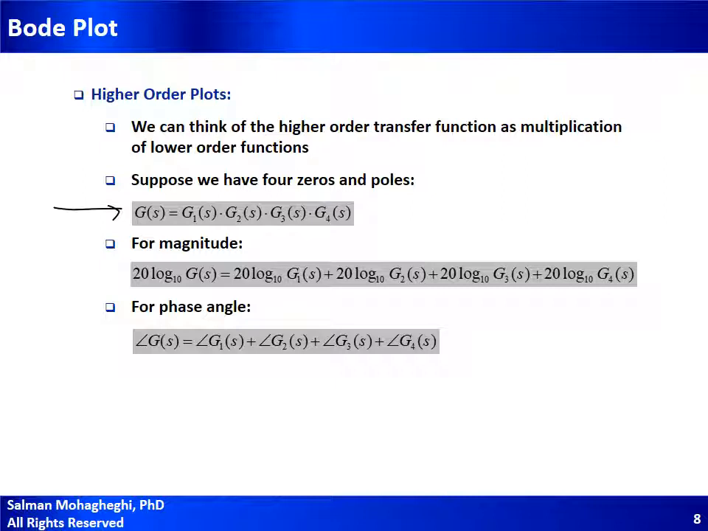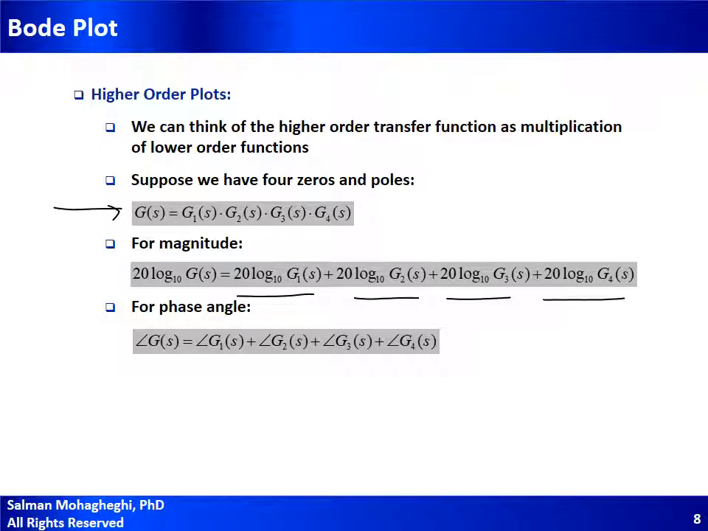Now, if I have G(s), multiplication of these 4 functions, for the magnitude, I'm looking into the log of G(s). Again, one of the benefits of log is that it converts multiplication into addition. So 20 log of G(s) is basically going to be 20 log of G1 plus 20 log of G2, 20 log of G3, and G4.